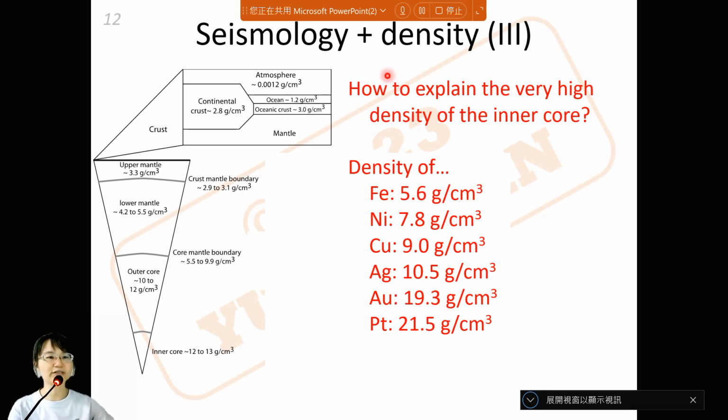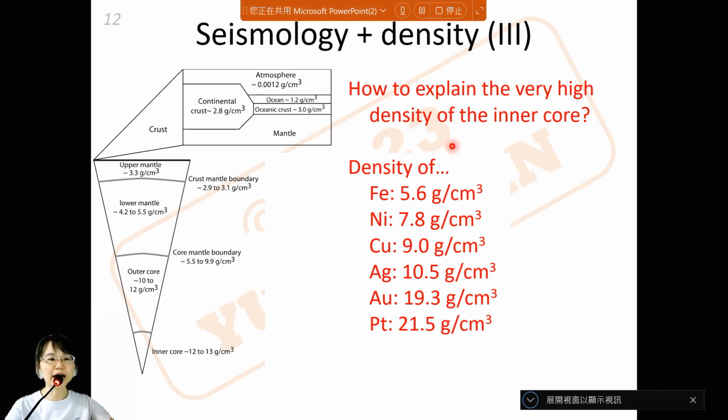Here, there's a question. This is the density of different parts of the Earth. For the continents, here it says 2.8, but usually we say marine sediment is 2.6 to 2.7. And the density increases toward the interior of the Earth. The upper mantle is 3.3, the lower mantle 4.2, down to the inner core, where it's up to 12 to 13.